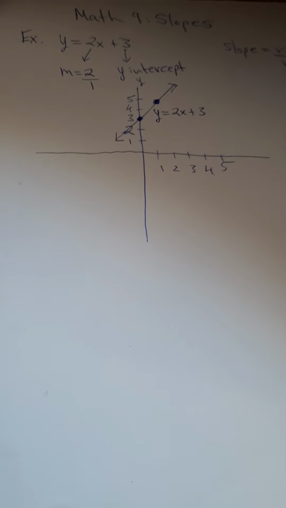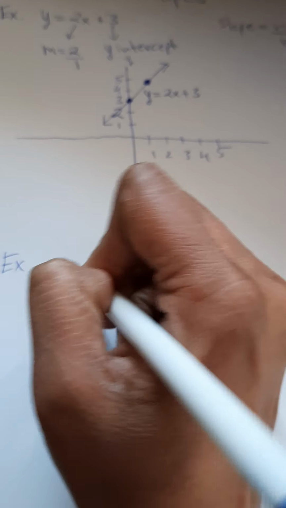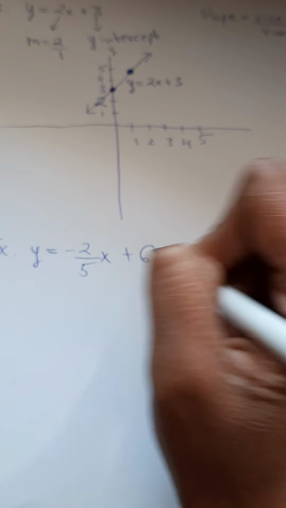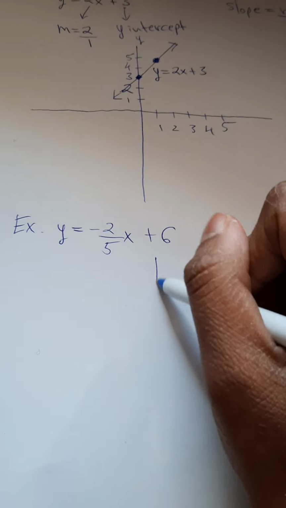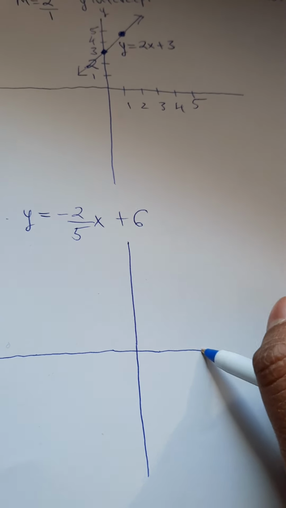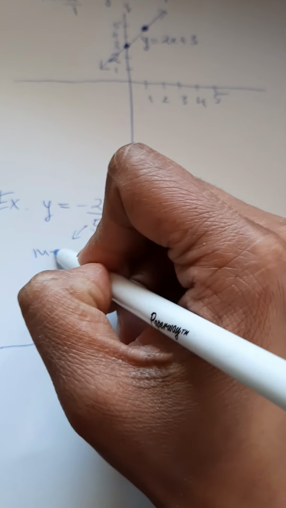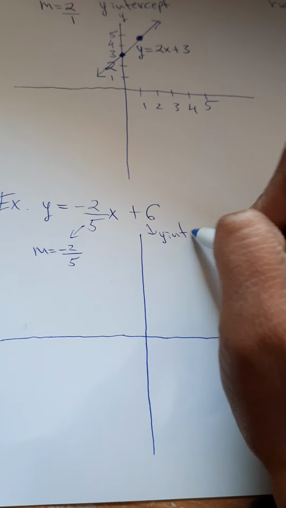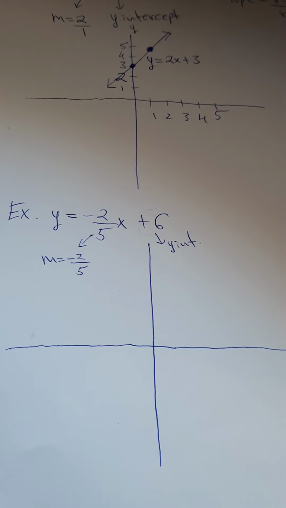Okay, good. So let's try another example here. Say now I have y equals negative 2 over 5x plus 6. Just like this, we're going to sketch out a quick graph here. And you notice that in this case the slope is negative. So my slope is negative 2 over 5, and this is my y-intercept. Make sure you're taking the sign in front. So the y-intercept here is positive 6.